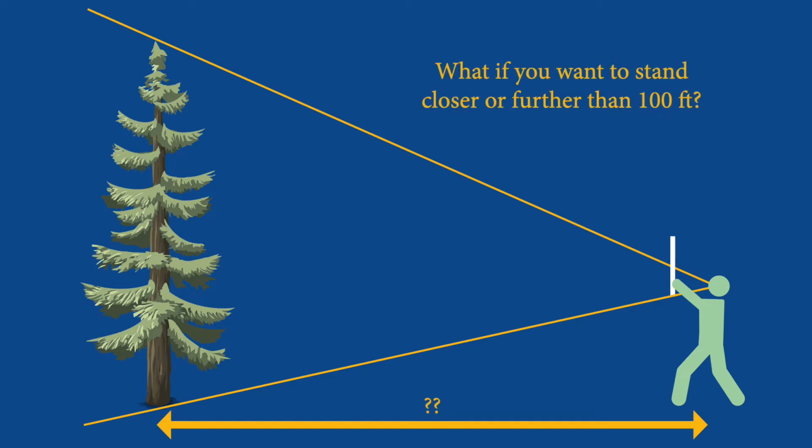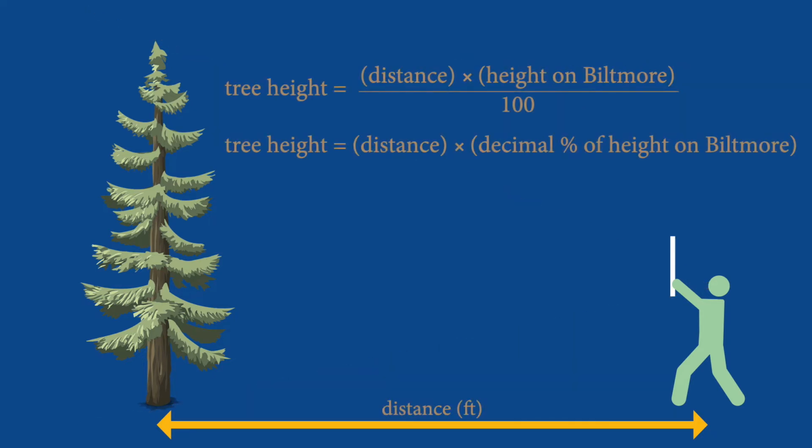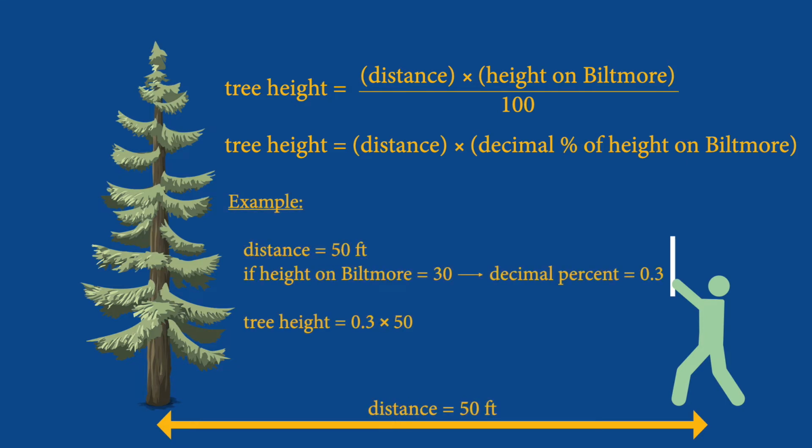However, it may be necessary to measure tree height from less than 100 feet. For example, if you stood 50 feet from the tree and the scale read 30, then the tree would be 30% of 50 feet, or 15 feet tall.